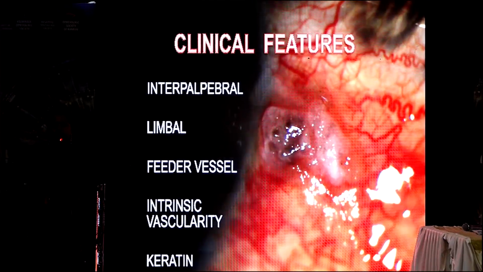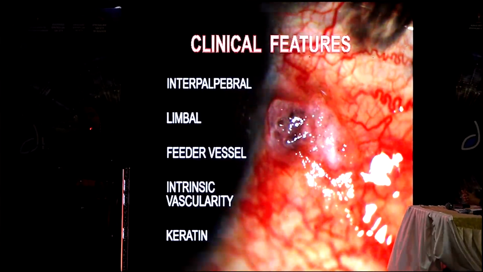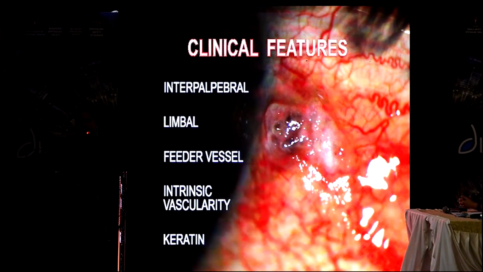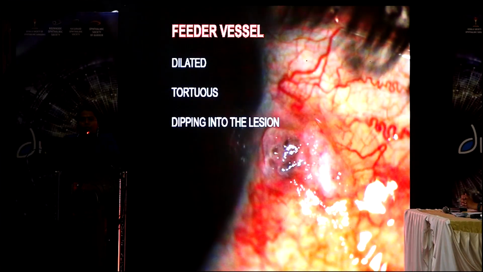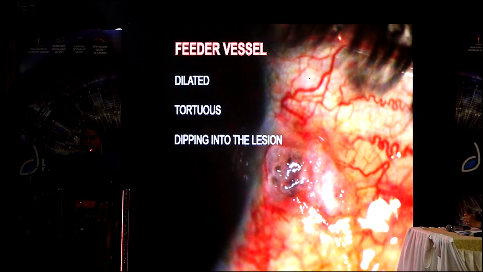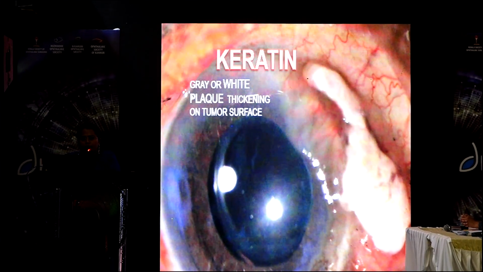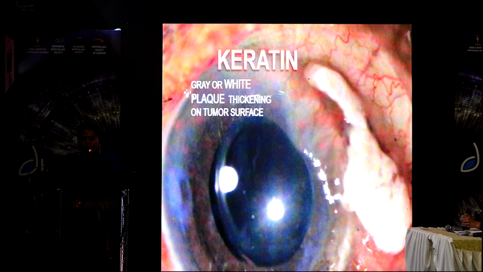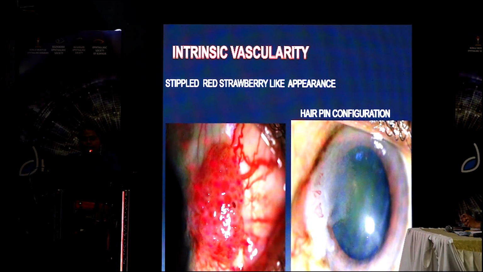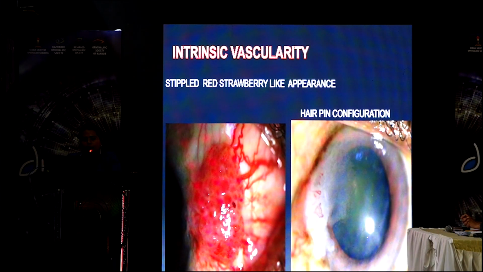So clinically, how does it look? It is a limbal lesion, the epicenter being at the limbus. It is interpalpebral in location, most common in the nasal quadrant, and least in the inferior limbus. So feeder vessel, these are the dilated tortuous vessels dipping into the lesion. Then keratin, this is a plaque-like thickening on the surface of the tumor due to the high turnover of the tumor cells. Then intrinsic vascularity, this has a stippled red strawberry-like appearance or a hairpin configuration. We can see the vessels growing into the lesion.